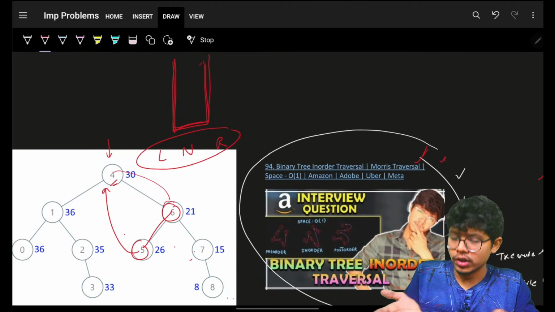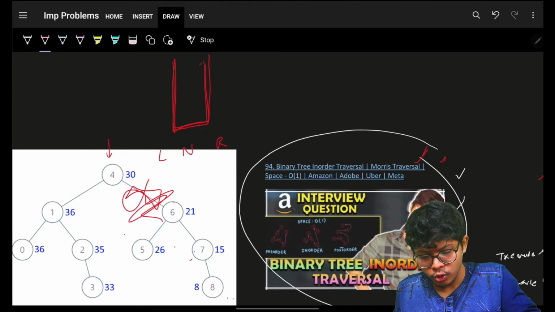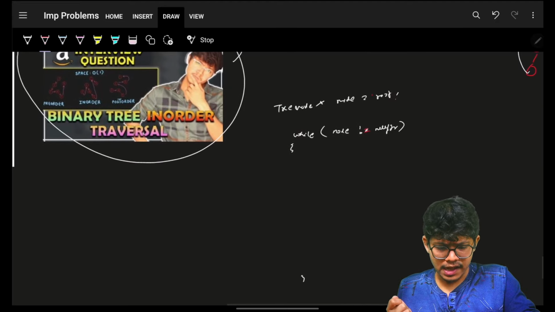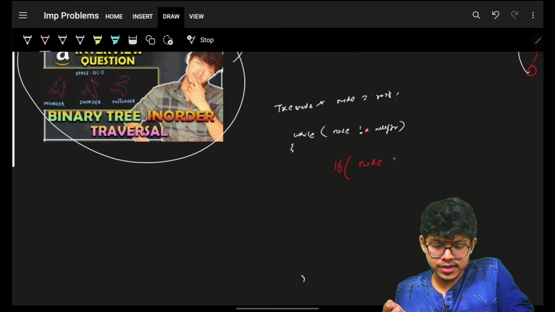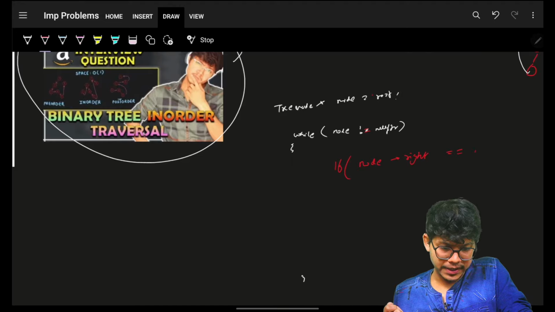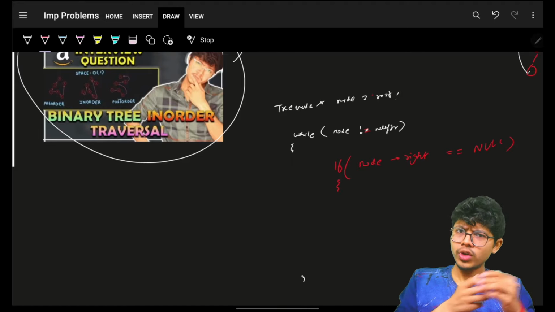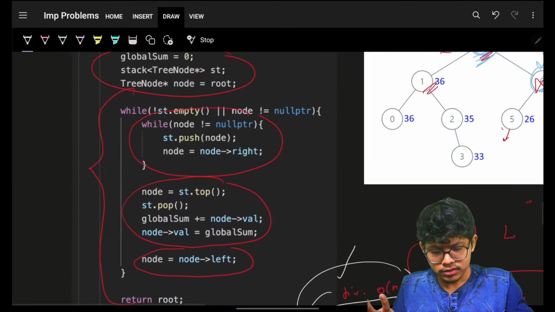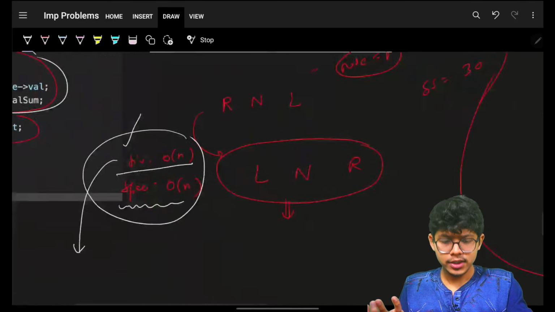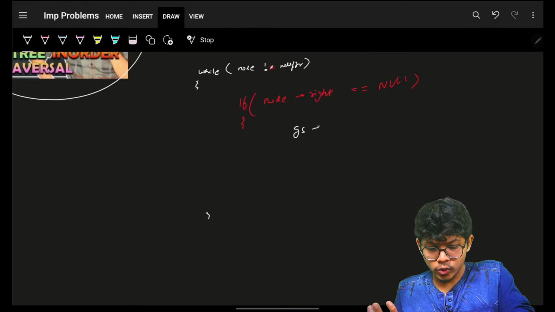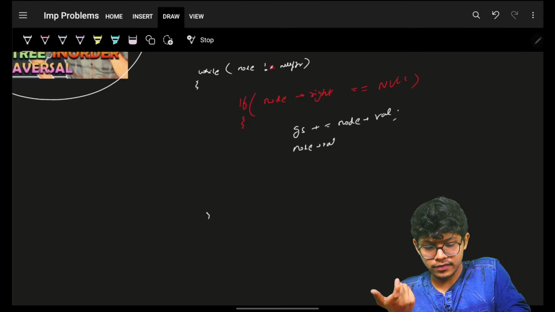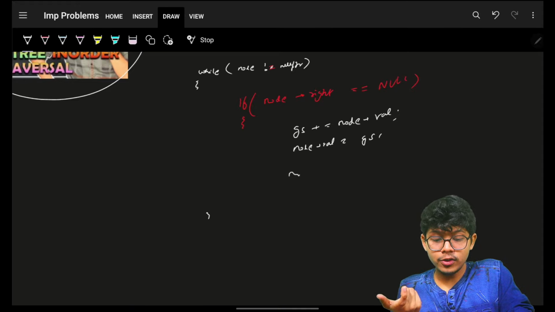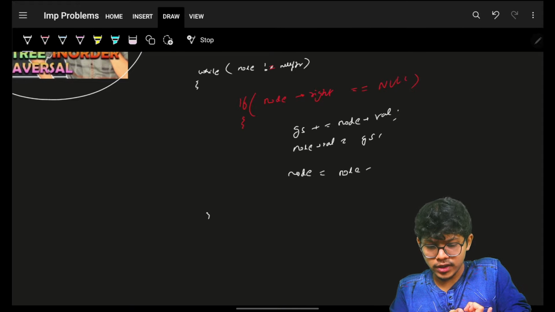What if there is no right at all? Which means, what if there would have been no node here itself? If that would have been the case, I'll simply check if my node's right is equal to null, let's say nullptr or null, then I know there's no right. So if there's no right, simply apply your main crux. So I'll do one thing. In my global sum, I will add my node's value. I will assign my node's value to my global sum, and then I will go on to my left. That's what I would do.